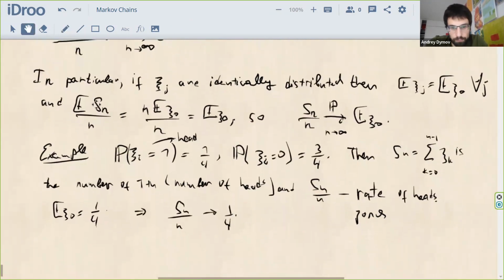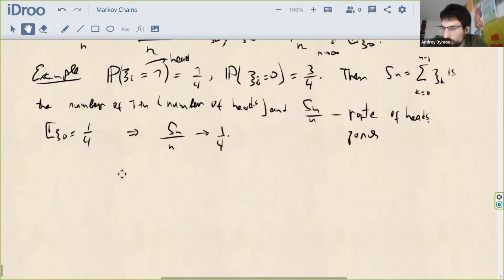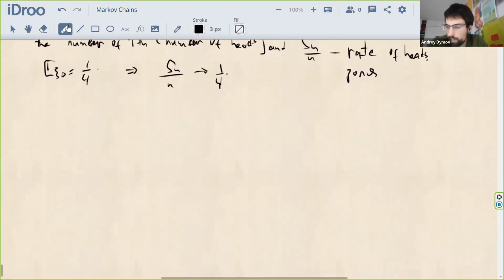Okay. So, do you have any questions on the law of large numbers? No questions. So let me just prove it. Proof. Before proving it, I have to recall another thing, which is the Markov inequality.